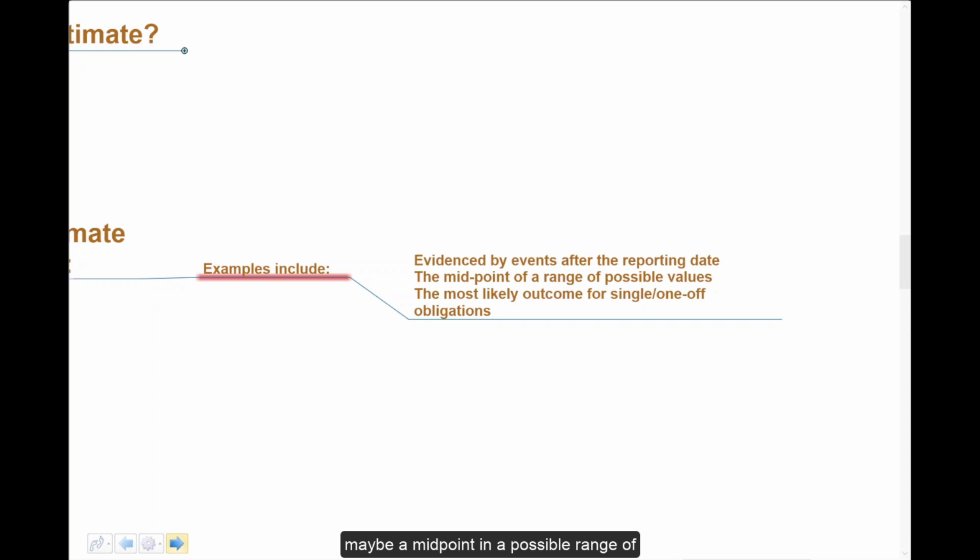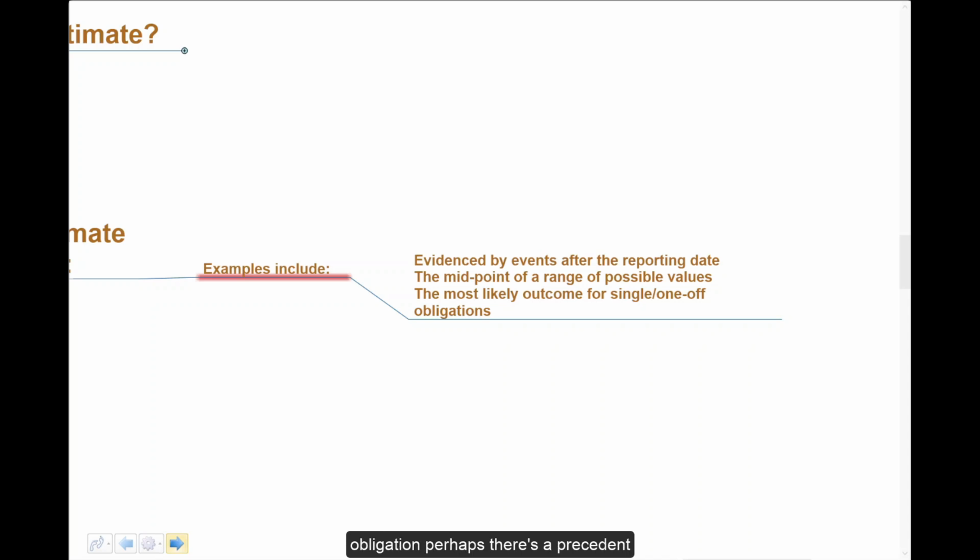Or maybe a midpoint in a possible range of values. Let's just say that the lawyer that we're using comes back and says, well, very probable we're going to lose this case. It's going to be somewhere between 800,000 and 1 million. Let's take 900,000. That seems to be a good estimate. Outside of that, maybe the most likely outcome for a single or one-off obligation.